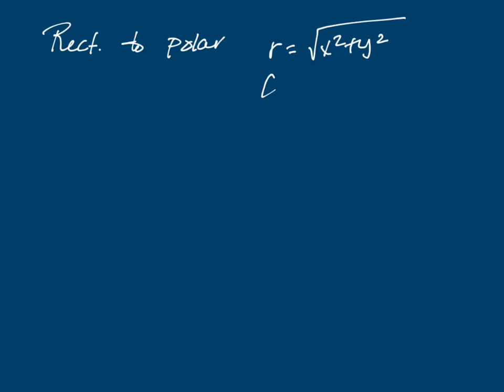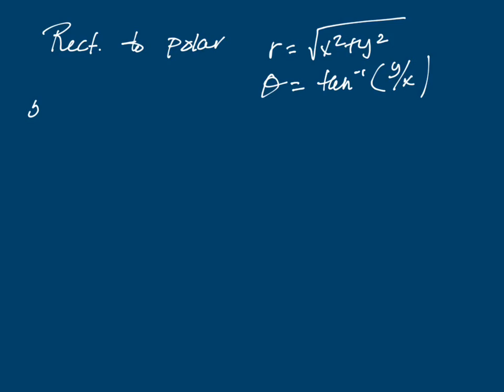For numbers 5 through 8, we have to go from rectangular coordinates to polar coordinates. So now we're going rectangular to polar. And we remember that r is equal to the square root of x squared plus y squared, and theta is the inverse tan of y over x. So those are the two things that help us find r and theta.